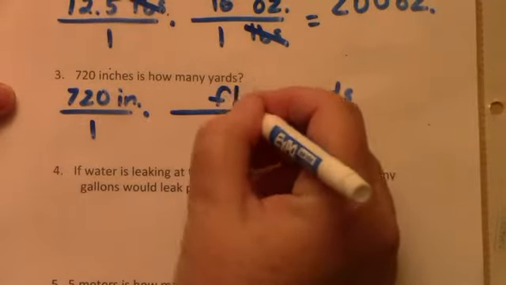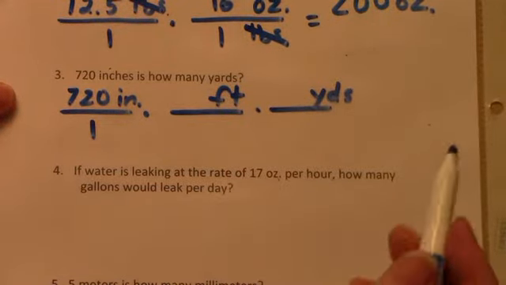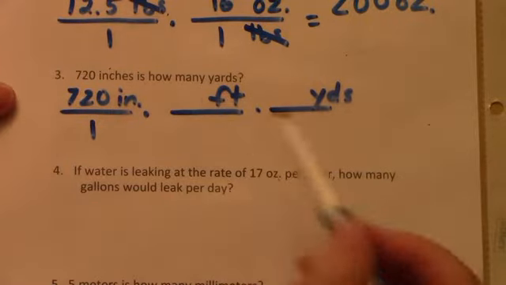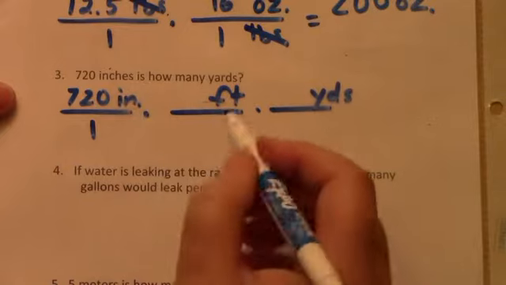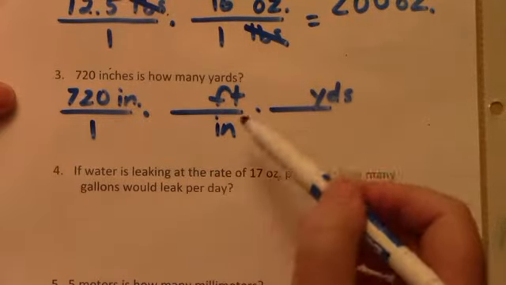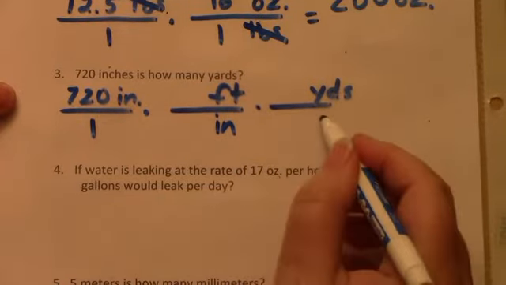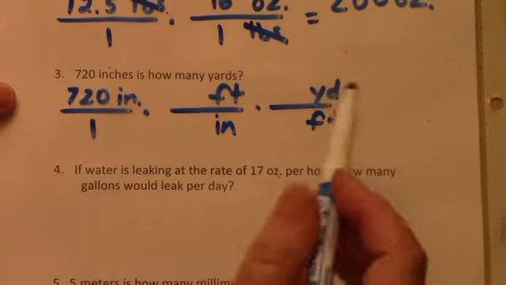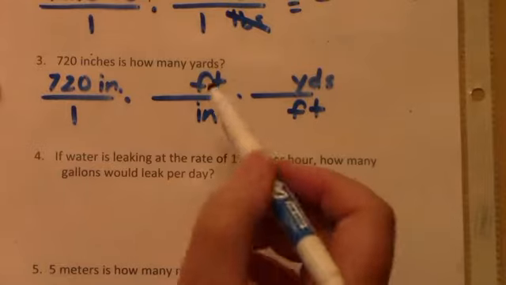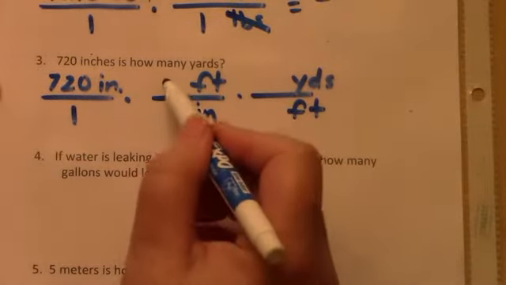So I'm going to take a 3-step conversion. Now, how do I know what goes underneath here? Well, I know I want to cancel my inches. So in order to cancel my inches, I'm going to put that down here. I know that I want to cancel these feet because I also want to get to yards. So I'm going to put my feet down here. Now I'm going to look at what numbers go where. Which one's bigger? Do feet go into inches? No, inches will go into feet.